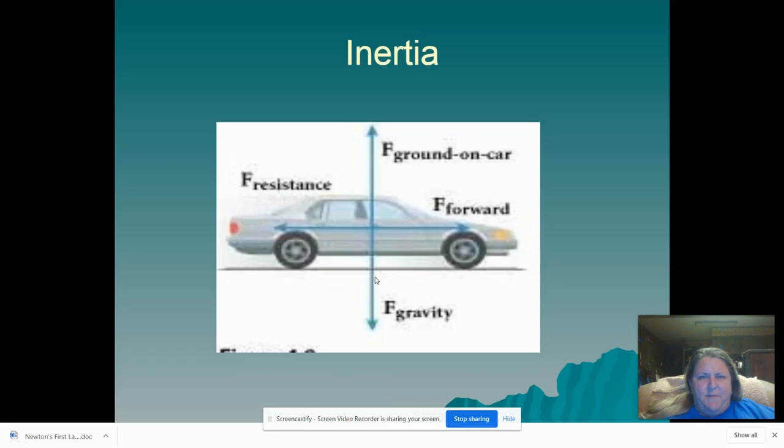The tires are moving, pushing against the ground. So there is a backwards force on the ground that propels the car forward. That causes the car to go forward. But there is friction between the ground and the tires, and that is the resistance force. So we have the normal force, the force forward, and the resistant force.